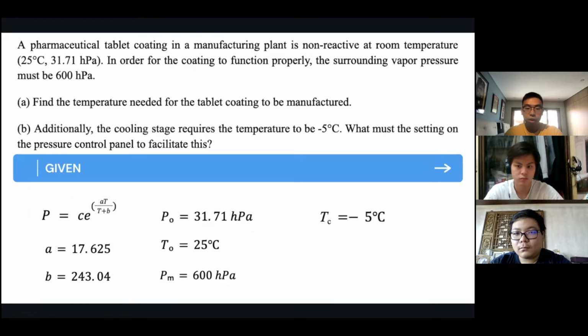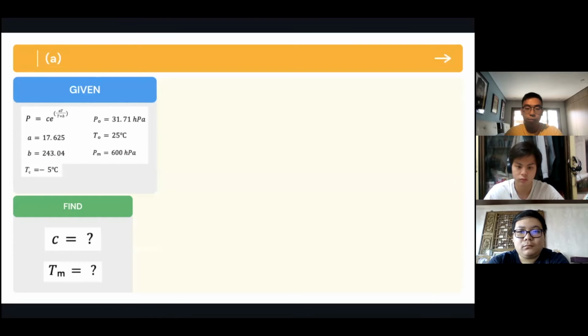Let us first list down the provided information from the problem. We will use the equation derived earlier. The constant A has a value of 17.625 and B has 243.04. P naught, or the pressure at room temperature, is 31.71 hectopascals. T naught, or the room temperature, is 25 degrees Celsius. Additionally, P sub M is 600 hectopascals. And for question B, the cooling temperature, or T sub C, is negative 5 degrees Celsius. For question A, we need to first find the constant C and then find the temperature for manufacturing.